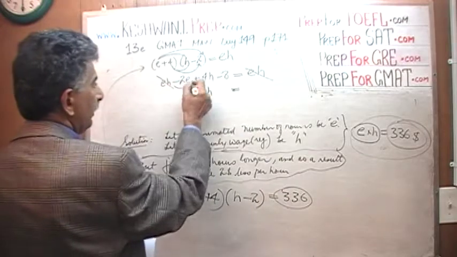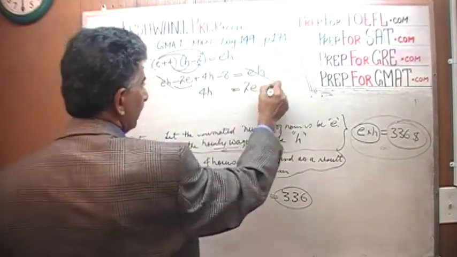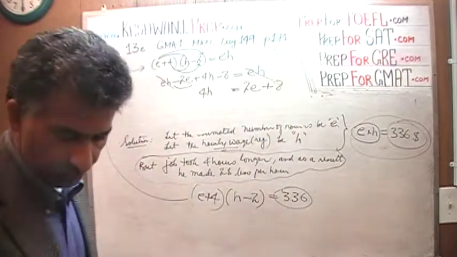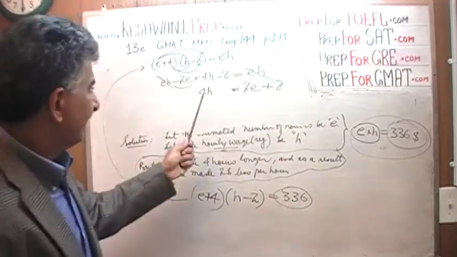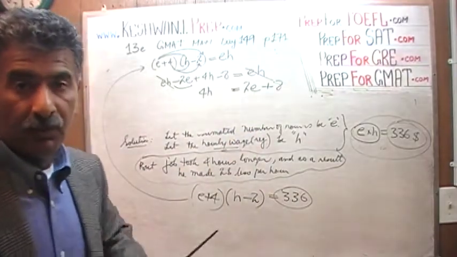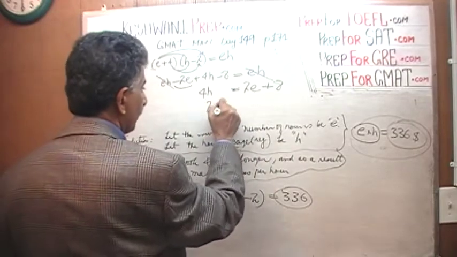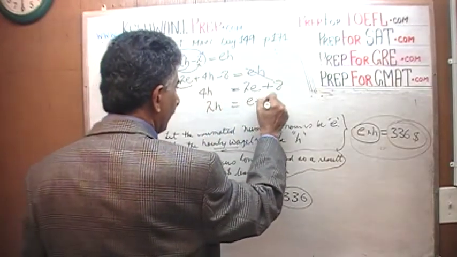When you bring this 2e to the other side, negative 2e will become positive 2e, and negative 8 will become positive 8. Now I see a 4 here, I see a 2 here, I see an 8 here. Everything is a multiple of 2. Let's divide the whole equation by 2. So if we divide the whole equation by 2, we get 2h equals e plus 4.